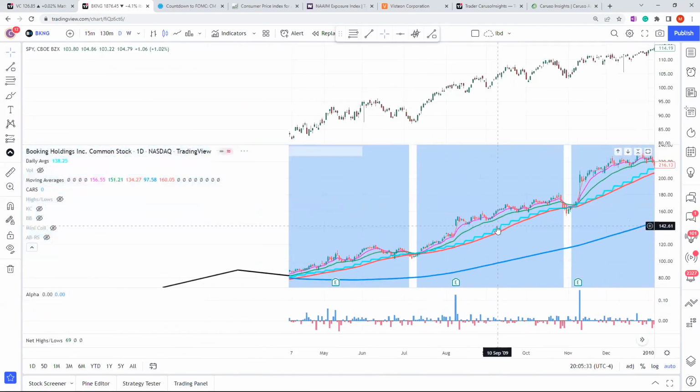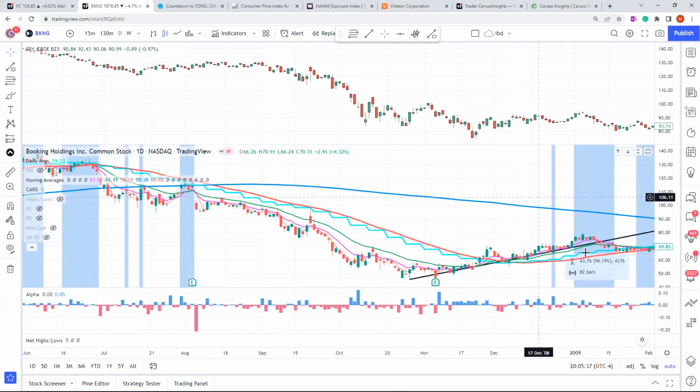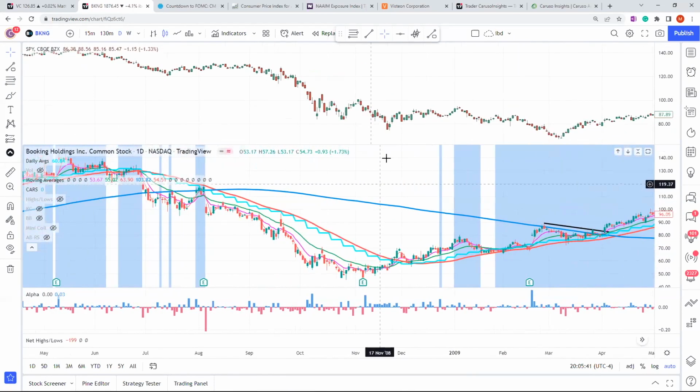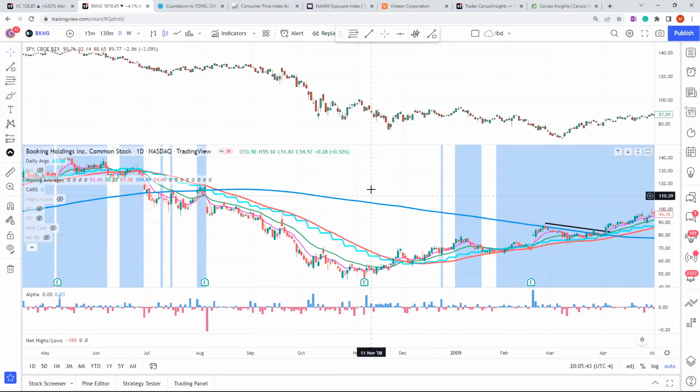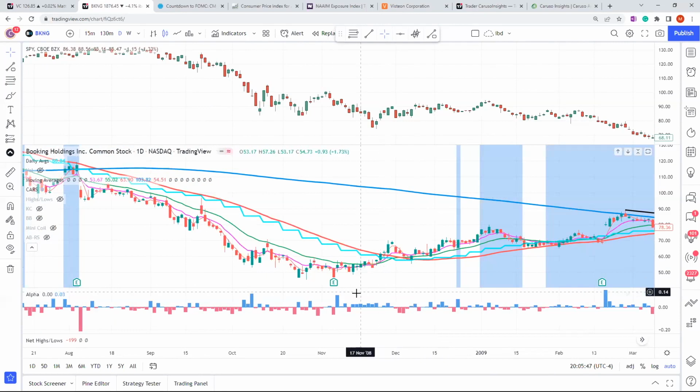Let's take a look at BKNG, Booking.com, over a similar period. And let's take a look at November 2008, actually. So this actually was doing it a little bit earlier. So you can see here, this is 08. This is when Lehman Brothers is going bankrupt and people are walking out of banks with their boxes, with all their things in them. So an awful backdrop. Take a look at this last leg down here. Look at all this accumulation.